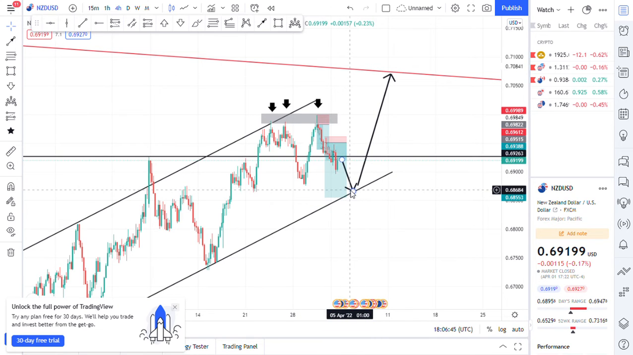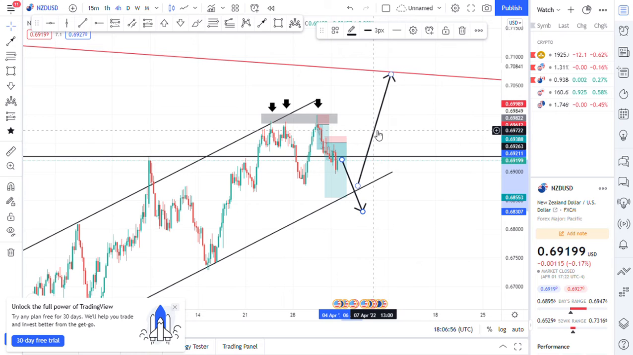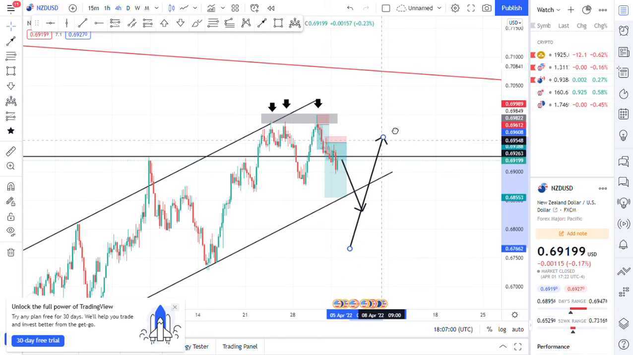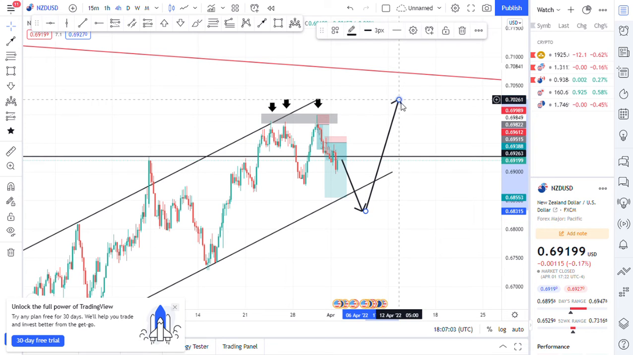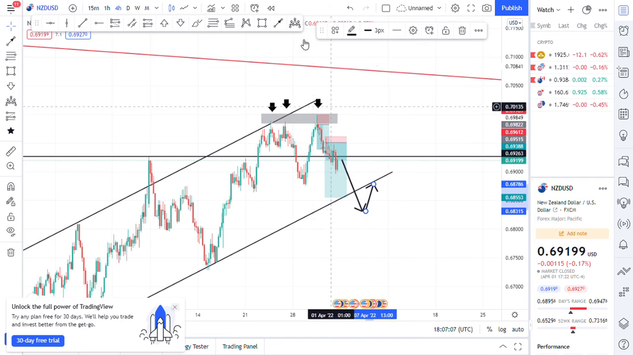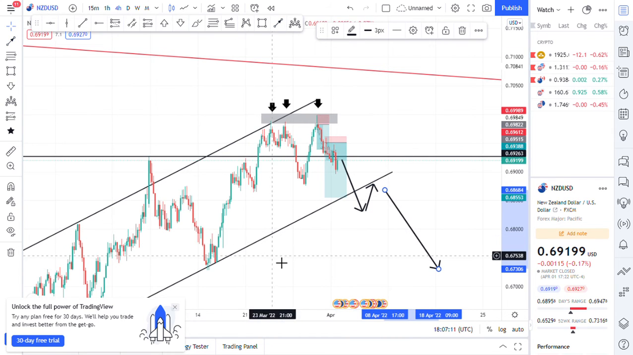I'll exit these trades and I'll be looking for price to push to the downside. But most likely, if price doesn't respect this trend line and breaks below, I'll be looking for a good point to retest this price level, this trend line, and then we push to the downside, and price should push to the downside. So that's what I'm expecting to see.